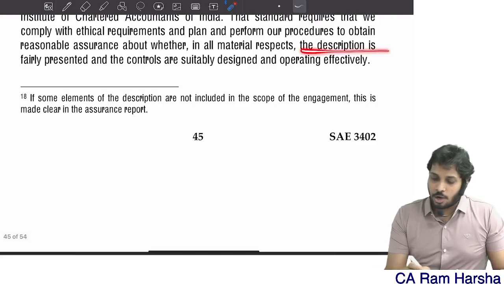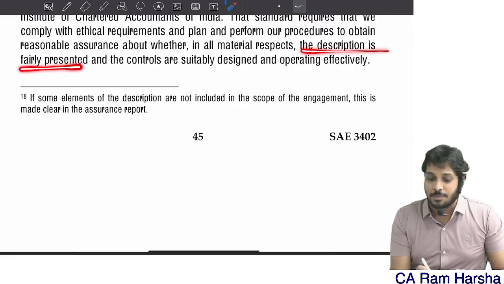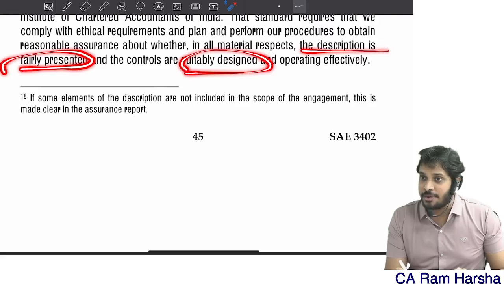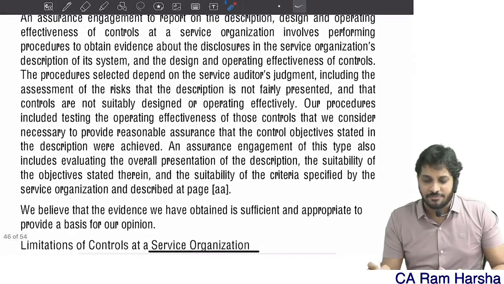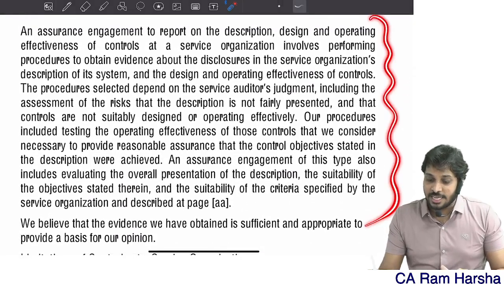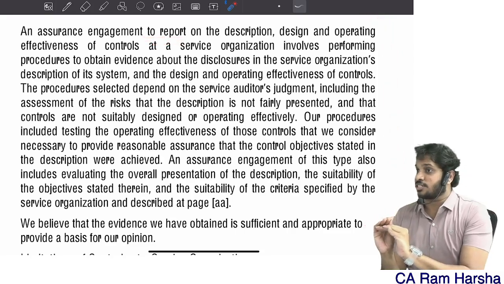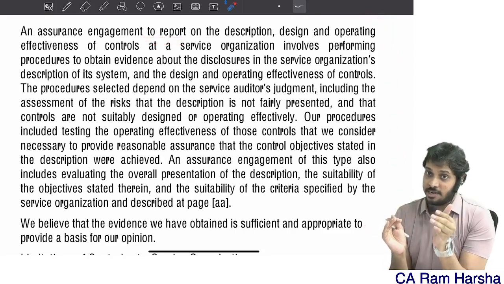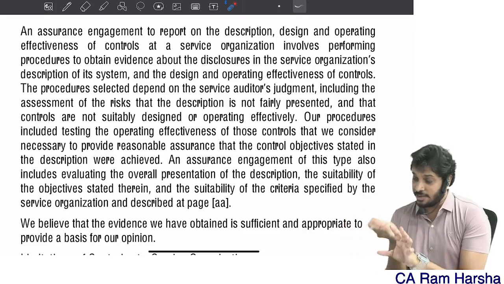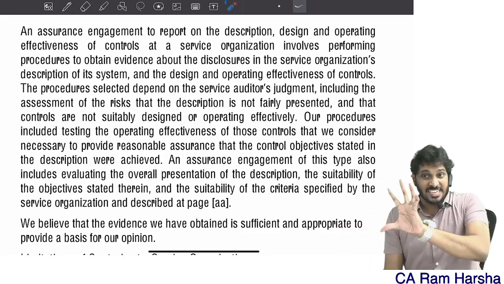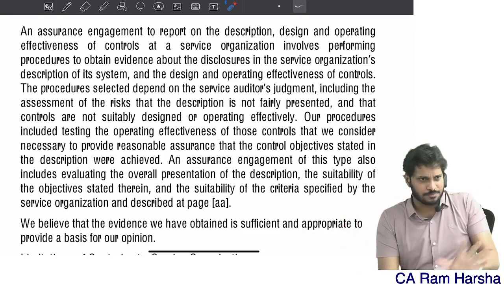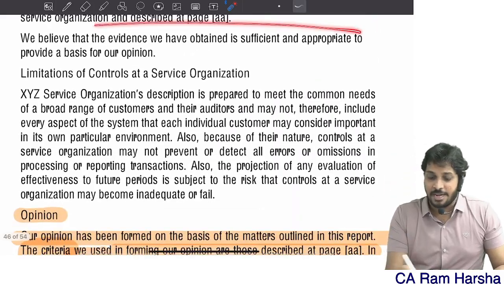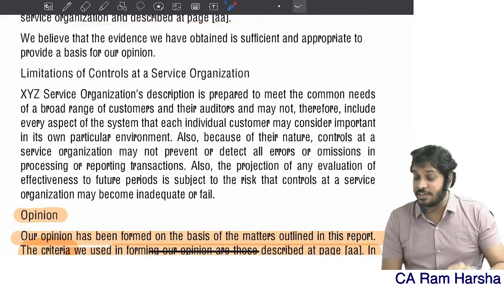Our objective is to verify whether the description is presented fairly, whether the controls are suitably designed, and whether they are operating effectively. This is my responsibility. Then finally, here we are saying an assurance engagement is a report which is a reasonable assurance engagement. Reasonable assurance engagement is a high level of assurance but not absolute assurance. Even after we verify, some deviations in the controls will be there which we will not identify, and we believe that the evidence obtained by us is sufficient and appropriate.